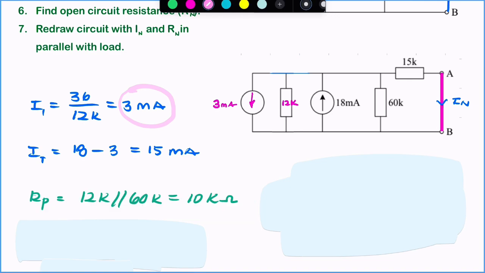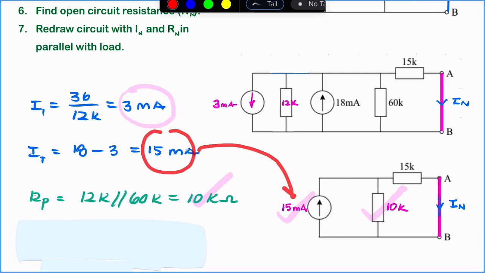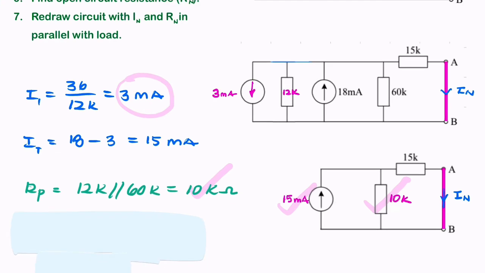And we have this 12K resistor in parallel with a 60K resistor, and that gives us an equivalent 10K resistance. So now we can redraw the circuit with our 10K resistance there and our 15 milliamp current source there. So that's the 15 milliamps, and that's the 10K resistance.